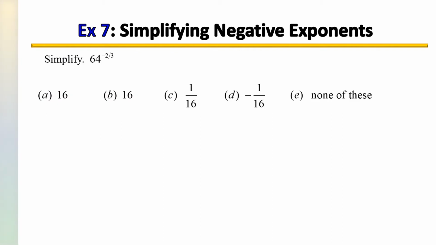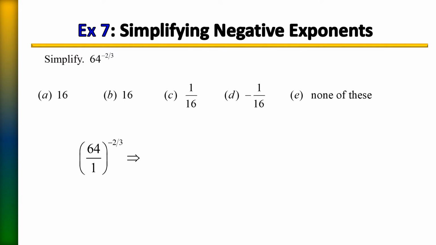In this example, we're going to simplify this rational exponent. Recall that you cannot have negative exponents, so what you're going to have to do is flip it. If you have a whole number, such as this whole number of 64, if you were to write it as a fraction, it would be 64 over 1. But then you still have to flip it because of the negative exponent. Whatever is on the bottom is going to go on top. So the 1 is going to come on top, and the 64 is going to go to the bottom.